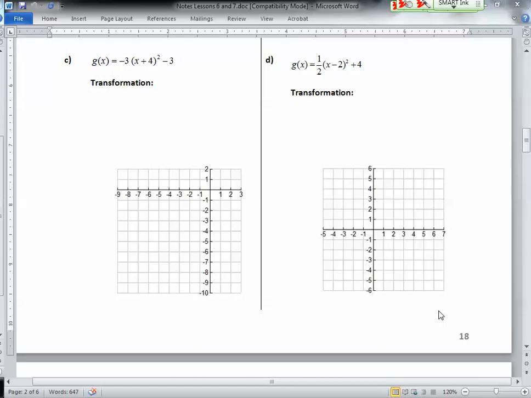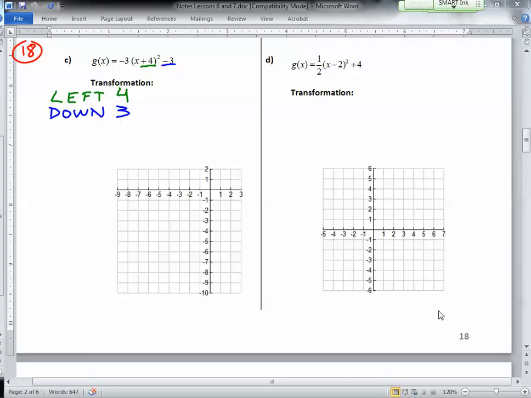Okay, we're still on page 18. Let's look at C. C is going to be a little bit different because we have a stretch factor in this one. So to label my transformations, start with my shift of my vertex. I have a +4. That means I'm going to shift left 4. Your horizontal shift is the opposite of what you expect. That's why we're going left. I have a -3 for my vertical shift, so I go down 3. Your vertical shift is what you expect in terms of plus or minus.